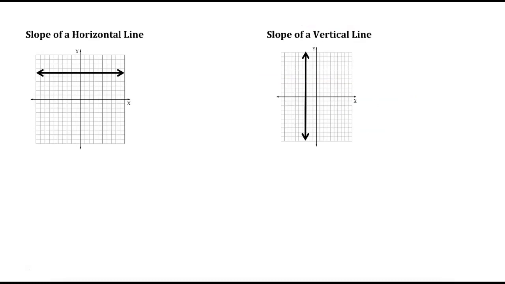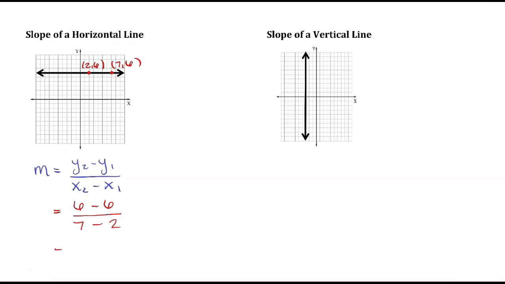First, take a look at the horizontal line, and let's just pick 2 random points on it. I chose the points 2, 6, and 7, 6. Let's calculate the slope of this line using these 2 points. Substituting the values from our points, we have y2 as 6, and y1 is also 6. x2 is 7, and x1 is 2. Notice that with 6 minus 6 in the numerator, this becomes 0 over 5. 0 over 5 is just 0. That is, horizontal lines have a slope of 0.